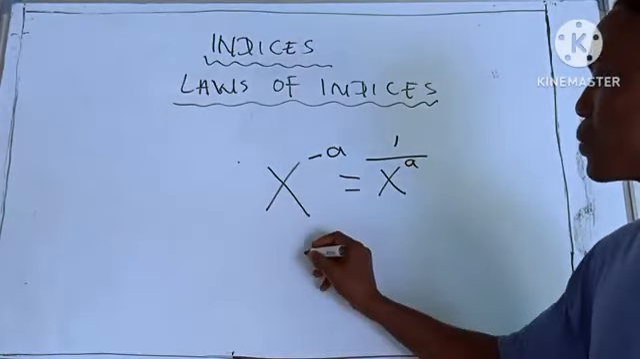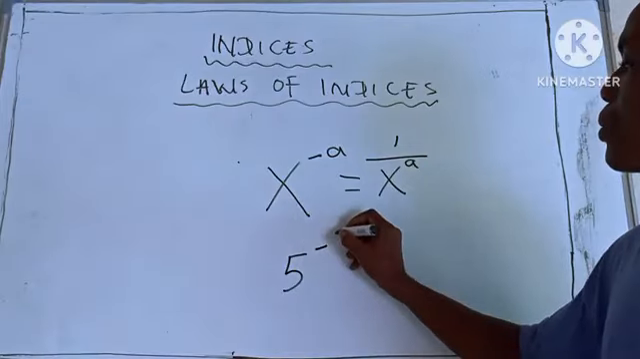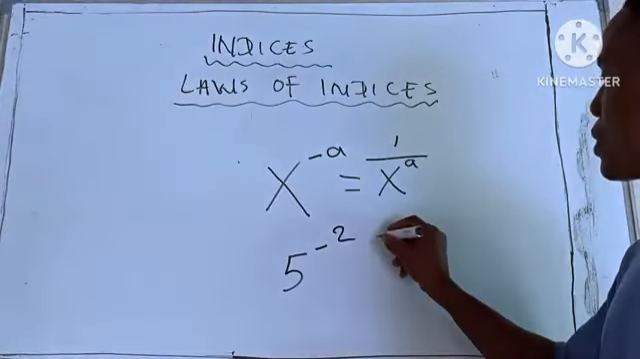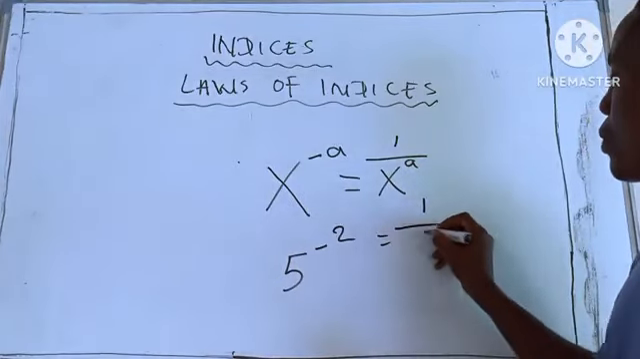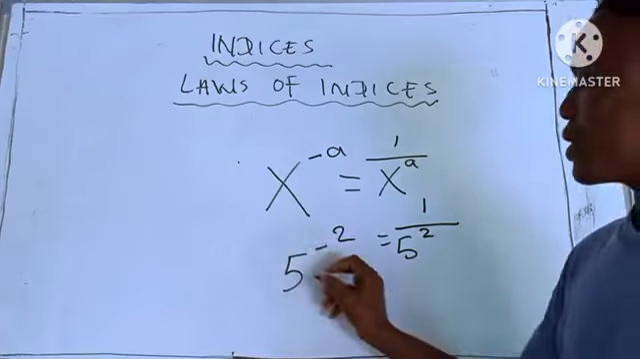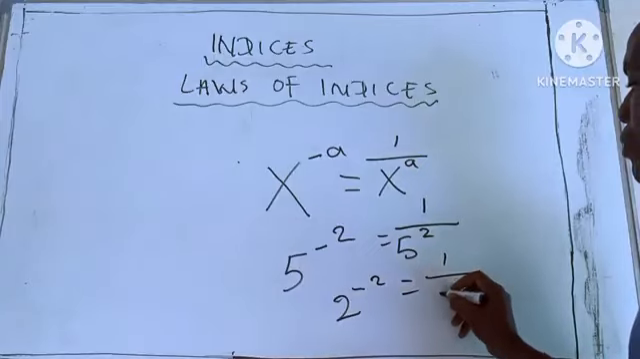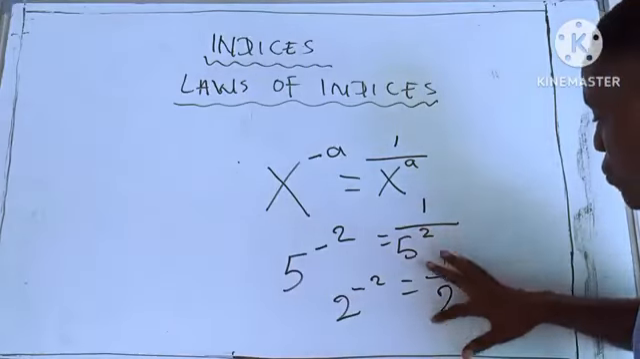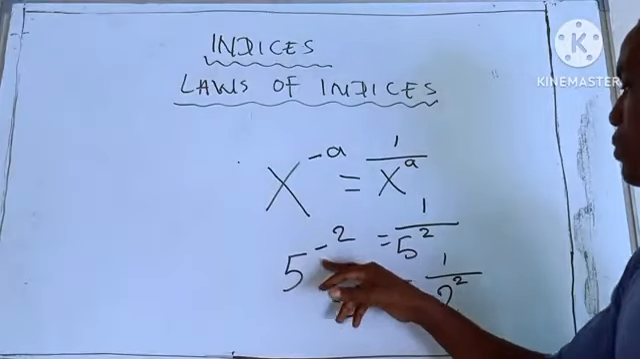With this understanding, let's use numbers. Let's say we have 5 raised to power minus 2. From this law, you can change this, right? It will be equal to 1. This one is very important, you must put it. 1 all over 5 raised to power 2. Let's say you have 2 raised to power minus 2. We have 1 all over 2 raised to power 2. So if they give you something in this form, you can change it back to this one. Very important.